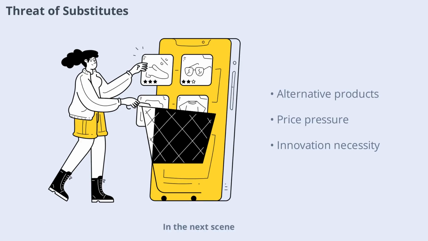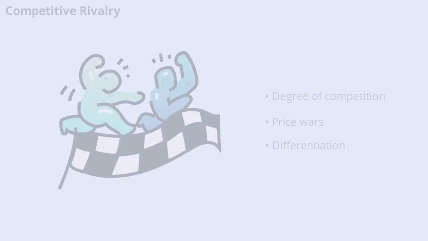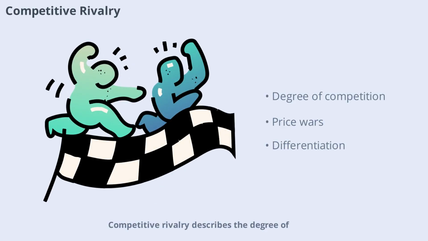In the next scene, we'll discuss the intensity of competitive rivalry within an industry. Competitive rivalry describes the degree of competition among existing firms in an industry. High rivalry can lead to price wars, increased marketing costs, and reduced profitability. Factors such as the number of competitors, industry growth rate, and product differentiation all influence rivalry. Companies must find ways to stand out, whether through innovation, branding, or customer experience.